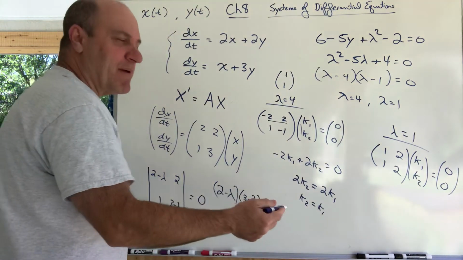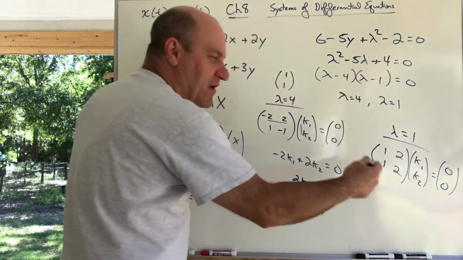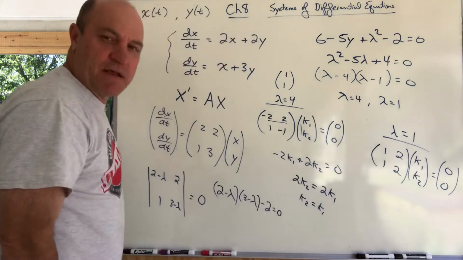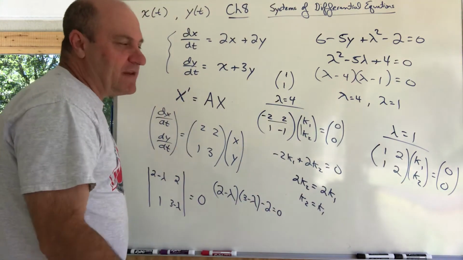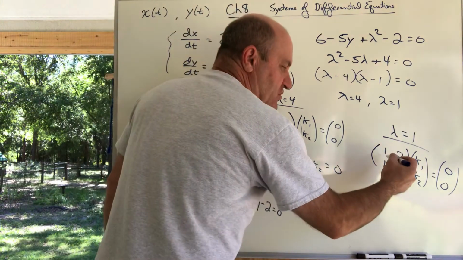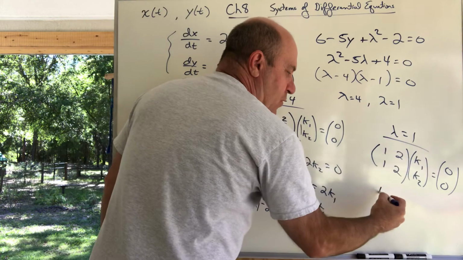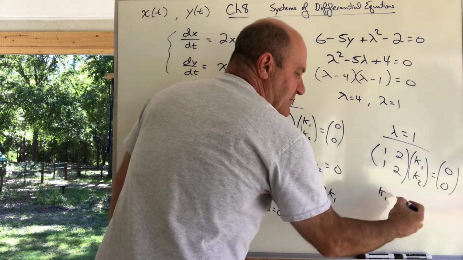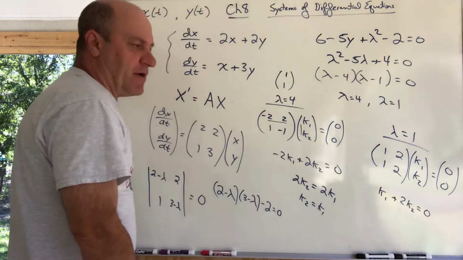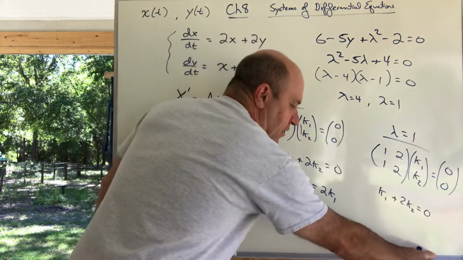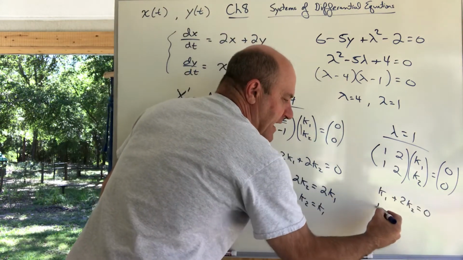Again, you see it, right? Remember I said there's two equations, two unknowns, but they're a dependent system of equations. It's the same equation twice. So you really don't need two, you just need one of them. So here it is: 1 times k1 plus 2 times k2 equals 0. So there's a relationship here that you can find for the eigenvector. I would move the k2 over, I guess.